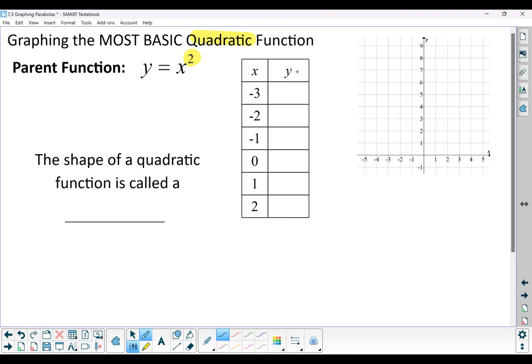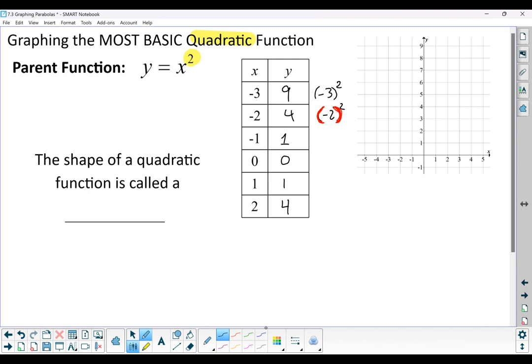Each of our outputs here we will get by squaring the input. So -3 squared gives us 9, -2 squared gives us 4. And be mindful when you're squaring negatives, especially if you're using a calculator, that squaring means times it by itself. So -2 squared is -2 multiplied by another -2. When you square a negative number, you should be getting a positive result. -1 squared gives us 1, 0 squared gives us 0, 1 squared gives us 1, 2 squared gives us 4.